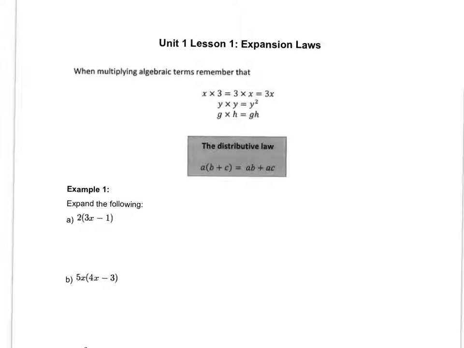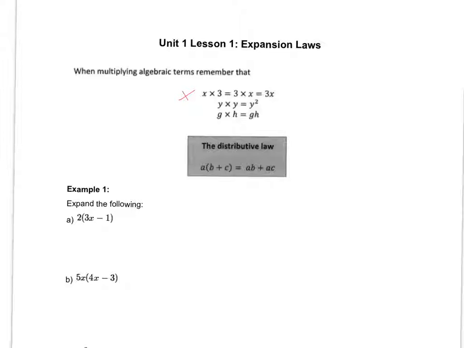So what have we got? It tells you here to remember, if you have x times 3, the way we'd normally write that is as 3 times x, put the number first, and 3 times x is just 3x. Same if you have y times y, that's written as y squared. And if you have g times h, that's gh.